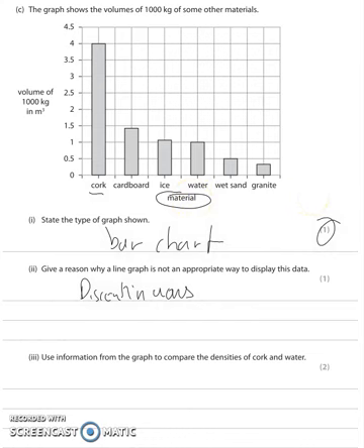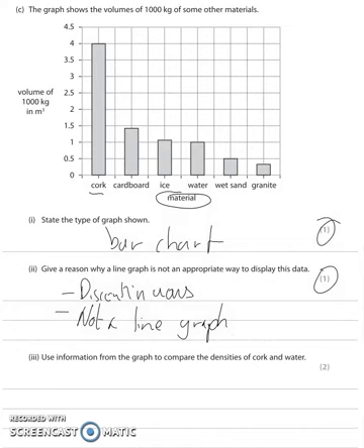They're just discrete values. It's a cork. It's a cardboard. It's ice. You could just say a line graph wouldn't show continuity, so you couldn't use a line graph, it's not appropriate. It's only for 1 mark, so any of those would be okay.